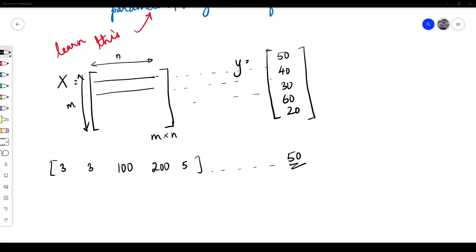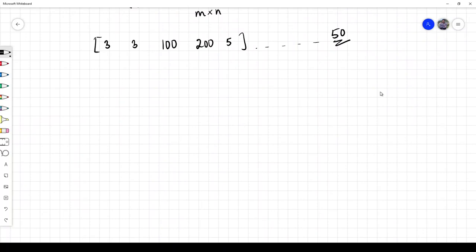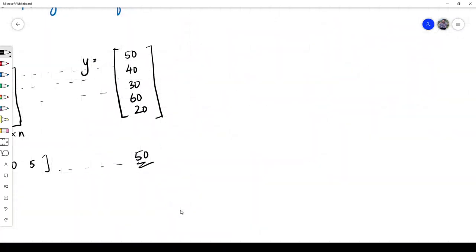Let's say you have a data set. Okay, let's go with proper numbers. Let's say you have a data set. I'll just do the example here.